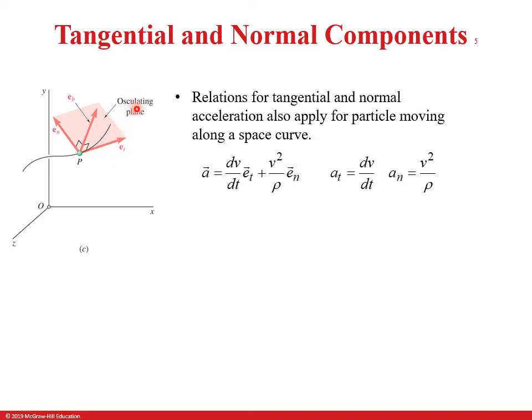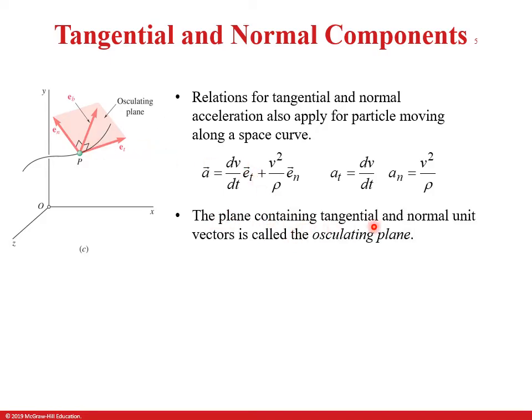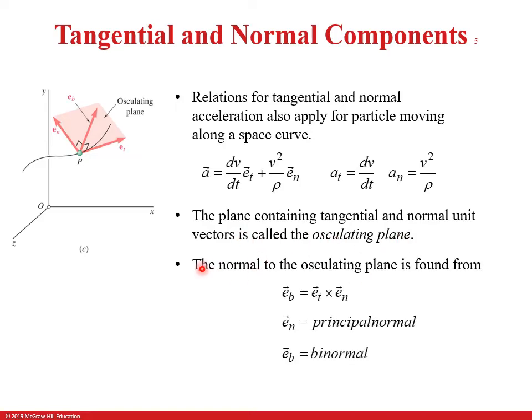All the acceleration occurs in the oscillating plane, and the oscillating plane can be instantaneously calculated for each individual moment. So the plane containing the tangential and normal unit vectors is called the oscillating plane. The normal to the oscillating plane is found from simple vector mechanics here. The cross product of e sub t and e sub n gives us e sub b, the binormal. E sub n is the principal normal, and e sub b is the binormal, because we already have a normal, so the normal to the normal and tangent, we'll just call it the binormal.